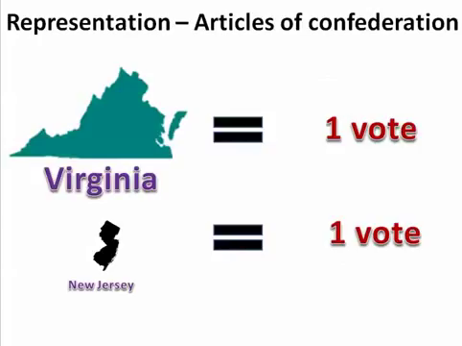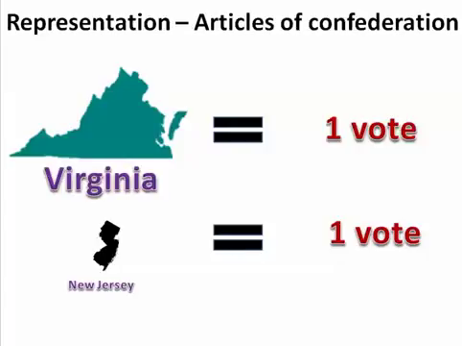Alright, so let's look at what the representation looked like under the Articles of Confederation. Each state, regardless of its population, got one vote. So each state was equal in its vote in the legislature under the Articles of Confederation, in other words, the Confederation Congress. Virginia, as large as it was, had one vote. New Jersey, as small as it was, only had one vote. So population really didn't matter. So larger states thought this was unfair.